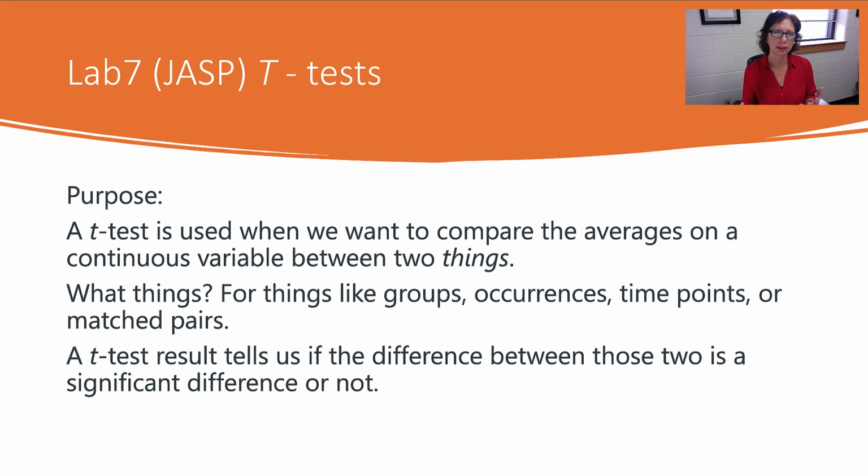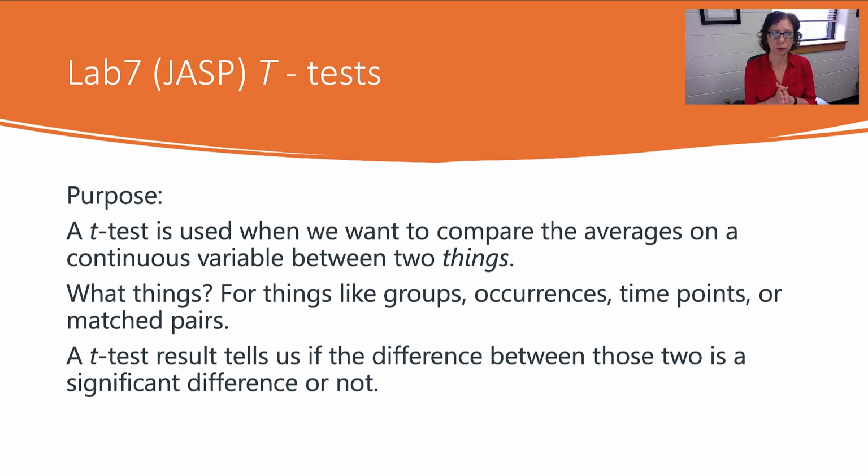And again, a T-test is used when we want to compare the averages of a continuous outcome variable between two things. What two things? It could be two different groups. It could be two occurrences like time points. It could be between matched pairs, or even between a sample and a population. And what a t-test result tells us is the difference between those two things: a significant difference or not?